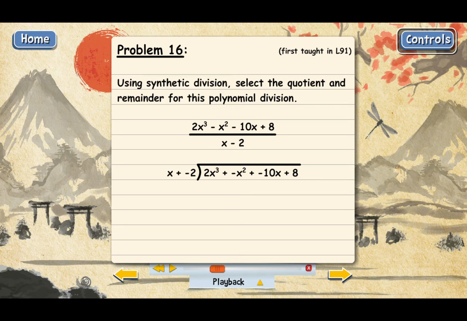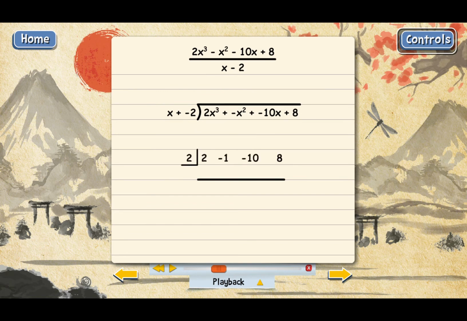Here's what the problem looks like set up for synthetic division. The first thing that you do is you take the number here that's added to x in the divisor, you change its sign, and then you put it right here to the left of a little backwards L. See, we don't have a division box. We don't have that, but we have this little thing here. And then the opposite of this number goes right here.